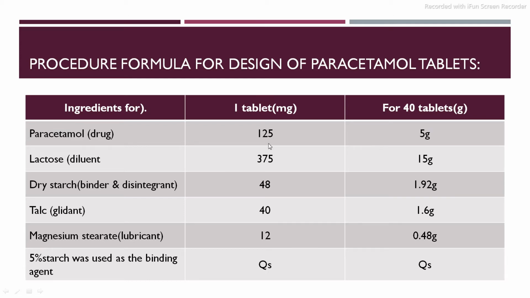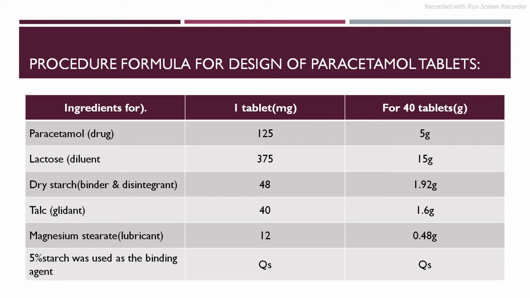Lactose 375 for one tablet, so for 40 tablet it will equal to 15. In the same way, dry starch, talc, magnesium stearate and 5% starch as a binding agent. So here you can see starch we are utilizing two times. Dry starch, this will be used as a disintegrating agent, and 5% starch paste, this will be utilized as a binding agent. So starch is having both properties. If you are using it in dry form, it will work as a disintegrant, and if you are using it in a moist form as a paste, then it can also be utilized as a binding agent.